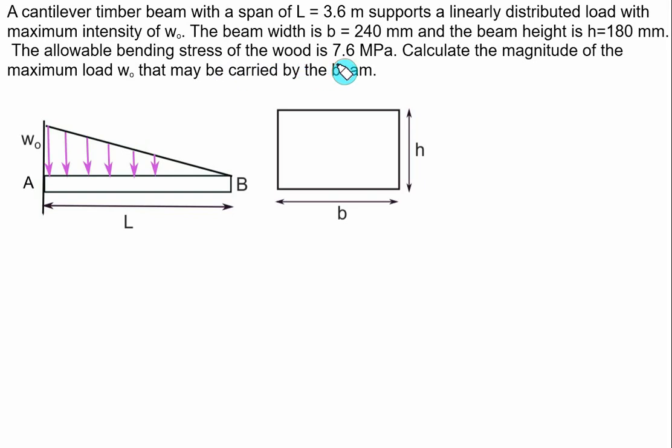So sigma B maximum is known, 7.6. Calculate the magnitude of the maximum load W0, that is, the intensity we have to find out. So dimensions of the section: width equal to 240, height is 180, maximum bending stress is given as 7.6, and we have length equal to 3.6. Value of W0 you have to find out.